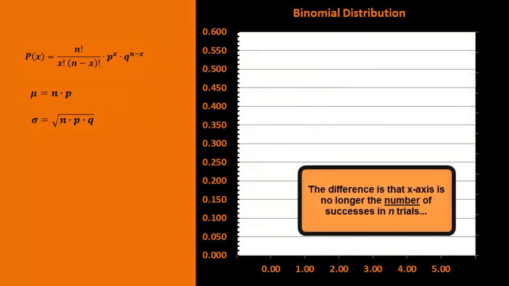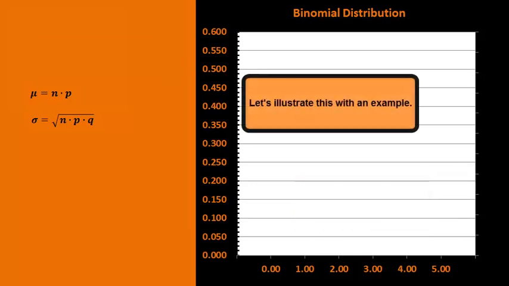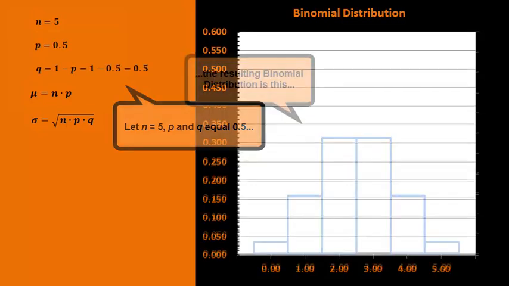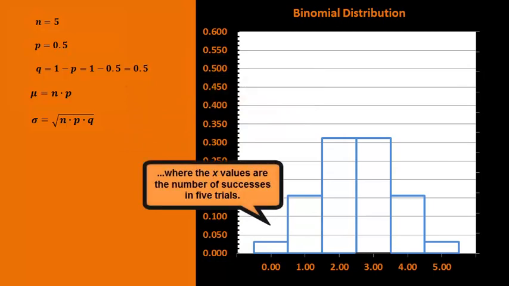The difference is the x-axis is no longer the number of successes in N trials. For the proportional distribution, the x-axis is now the portion of successes in N trials. Let's illustrate this with an example. Let N equal 5, P and Q equal 0.5. The resulting binomial distribution is this, where the x values are the number of successes in 5 trials.